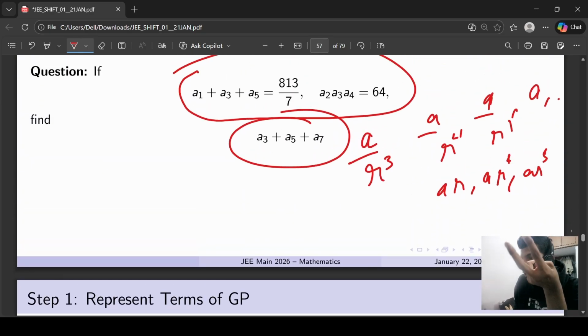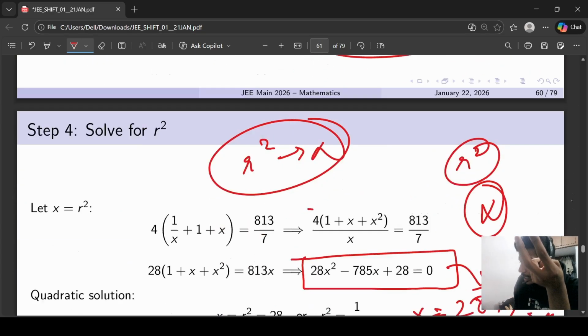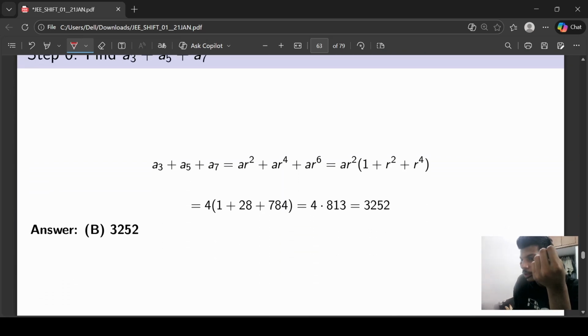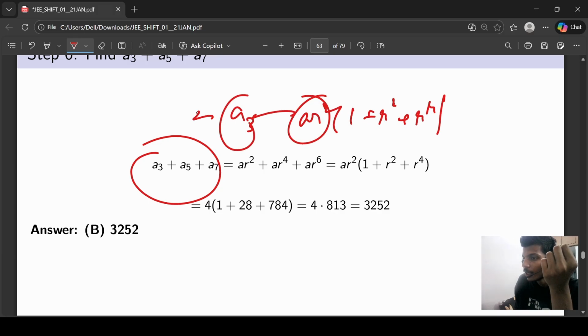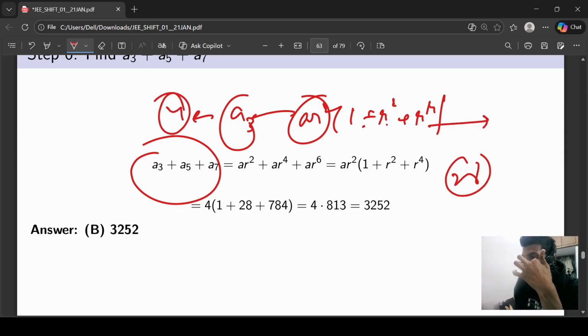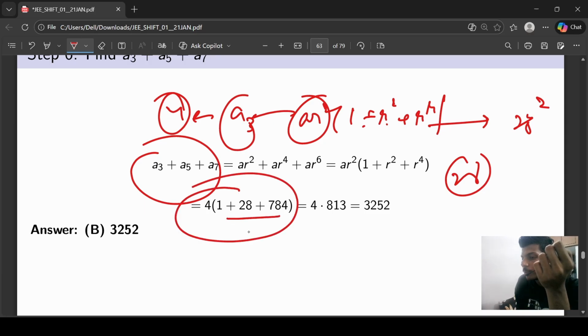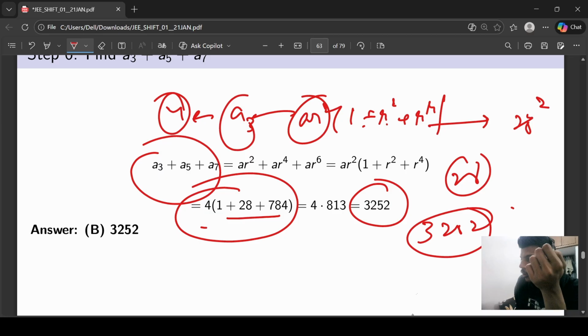We have to find out a3 plus a5 plus a7. So this is simply ar square plus ar^4 plus ar^6. Taking out ar square common, it is ar square times (1 plus r square plus r to the power 4). We know that ar square is simply a3, and a3 is 4. 1 plus r square is 28 and r to the power 4 is simply 28 square. So this is the final thing I will get. I have to simply add them and multiply by 4. So the final answer we will get is 3252.